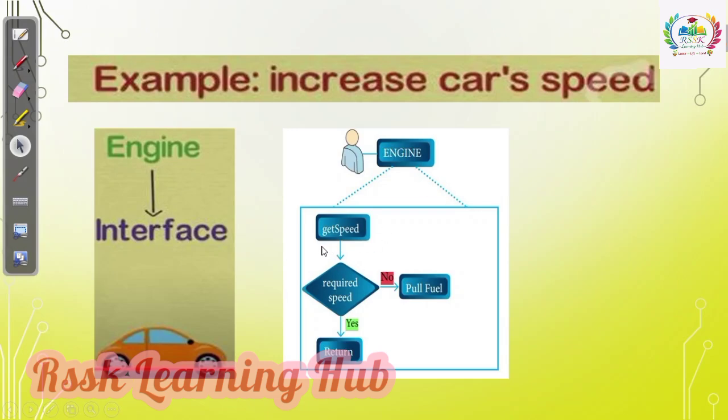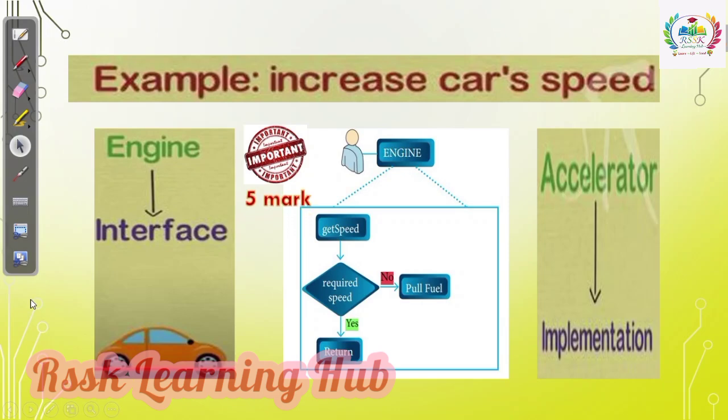You don't know which speed they have given as a limit. So it will check the condition. If it reaches the required speed over here, it will return yes. Otherwise, it will pull fuel to get the speed of the car again. So what is the implementation part over here? Accelerator is your implementation part. So this is one important 5 mark question listed in your book.